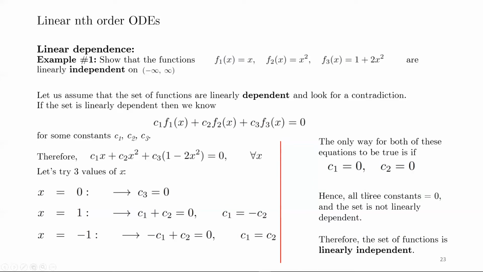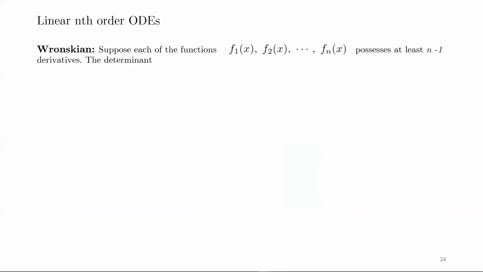Okay, so given that we have introduced this concept of linear independence and linear dependence, we would like to know if there's a simpler way to test for this linear dependence. And we're going to introduce something called the Wronskian, and this is going to be a way that we can test if a set of functions is linearly independent or dependent.